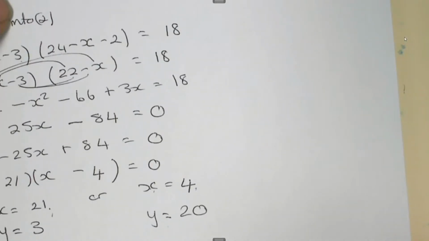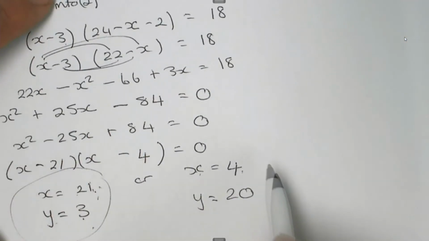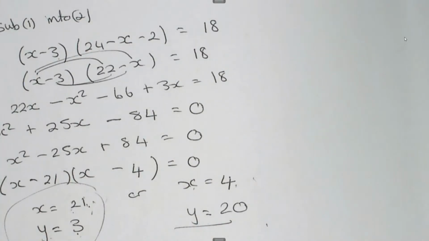Right. So if x is the length, then it would be 21 and the breadth would be 3. Both dimensions will work for this specific problem. If the length is the longer side, that would be 21 and the breadth would be 3, or 20 and 4, but both solutions will apply and both solutions will work out.